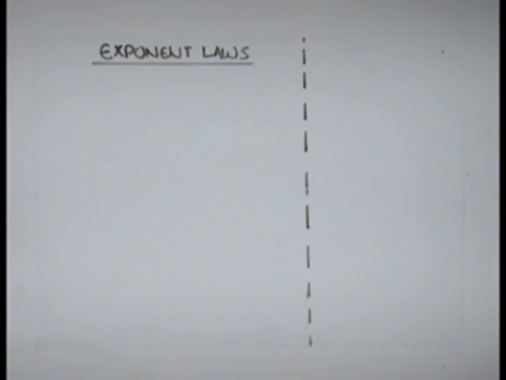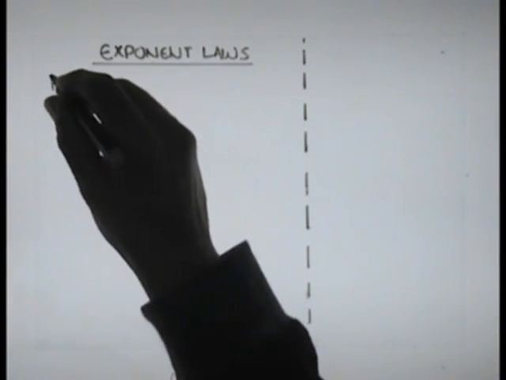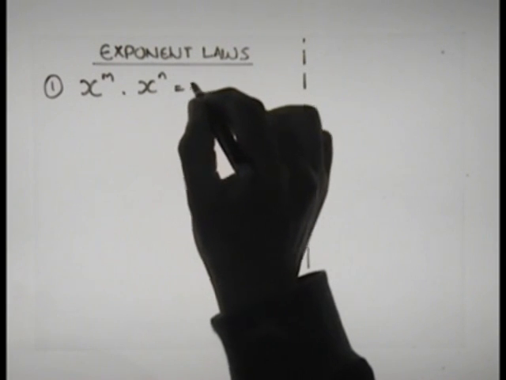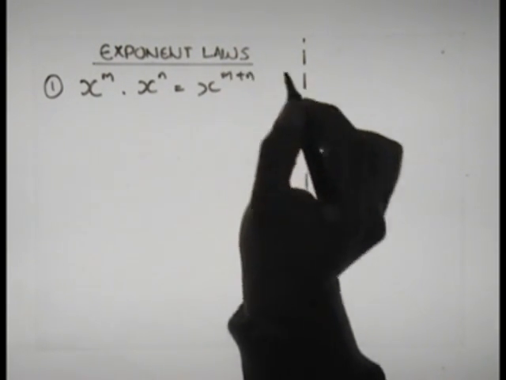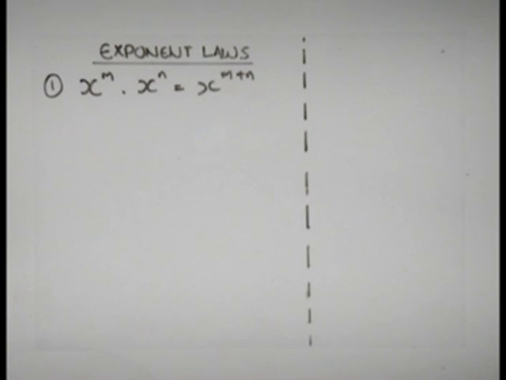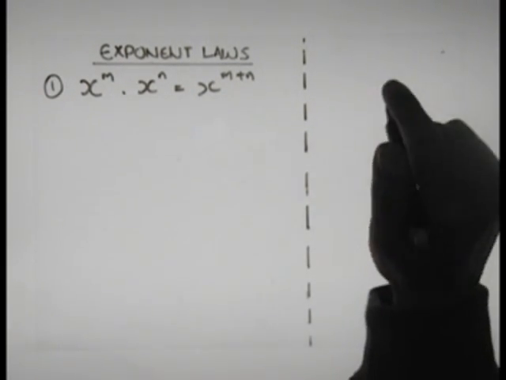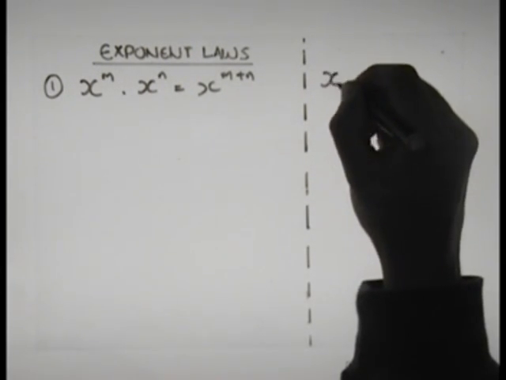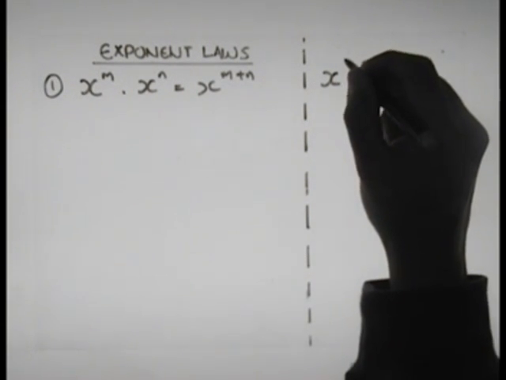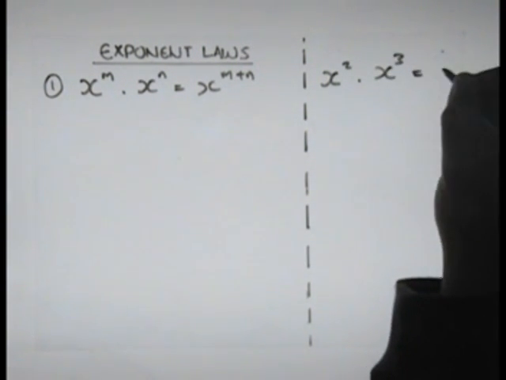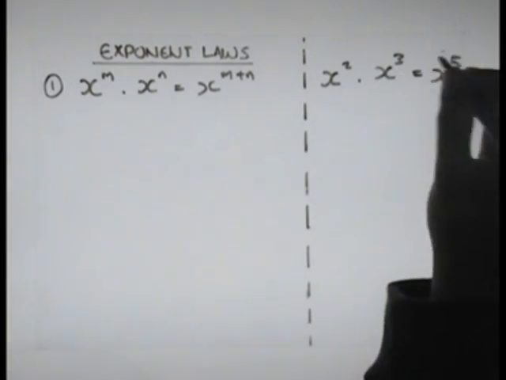And that brings us onto the exponential laws. The first one, as we have already seen, states x to the power m multiplied by x to the power n will equal x to the power m plus n. What I'm going to be doing on the right hand side is giving you an illustration of how it works. Everything that I am writing down, please copy it down in the space that I've left for you in the workbook. Let's say we have x to the power 2 multiplied by x to the power 3, that will equal x to the power 5. 2 plus 3 is 5.